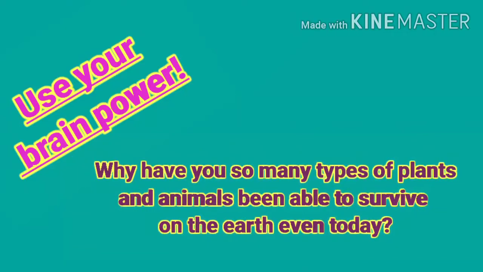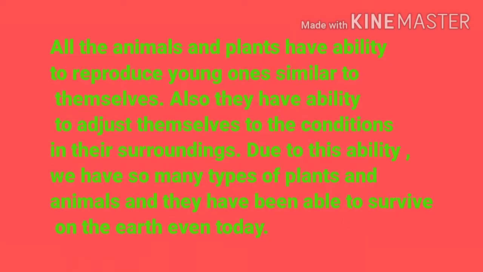Use your brain power. Why have so many types of plants and animals been able to survive on the earth even today? All the animals and plants have the ability to reproduce young ones similar to themselves. Also, they have the ability to adjust themselves to the conditions in their surroundings. Due to this ability, we have so many types of plants and animals, and they have been able to survive on the earth even today.